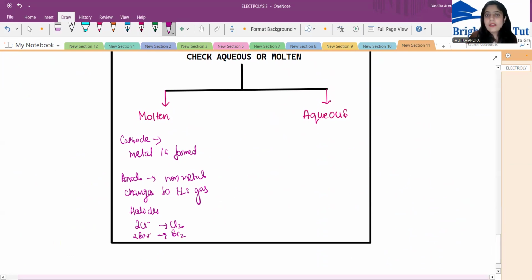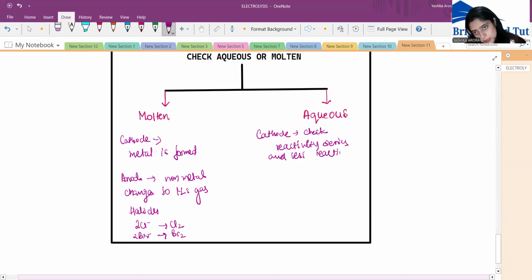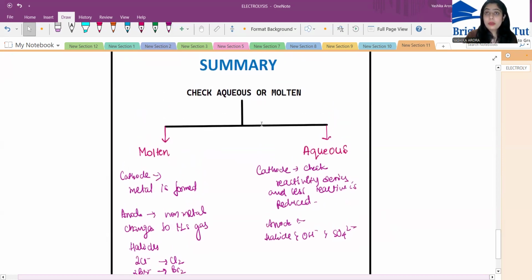And if you have the aqueous ones, what happens at the cathode? Check the reactivity series, and the less reactive is reduced. For the anode, you need to check halide, followed by OH minus, followed by SO4 2 minus. That's it. I hope it works for you. Do try to note it.